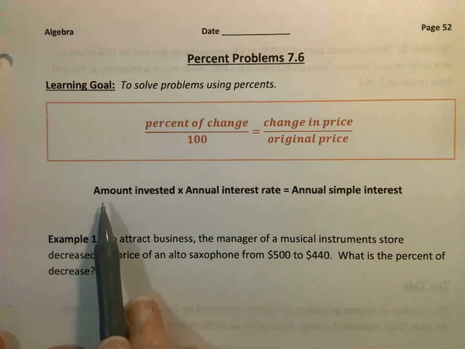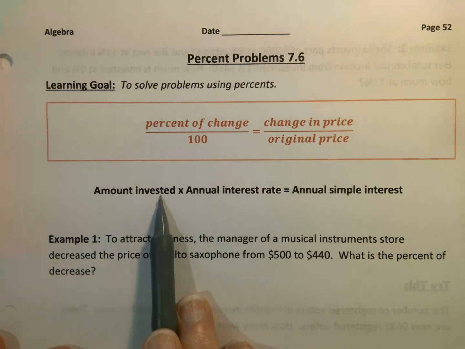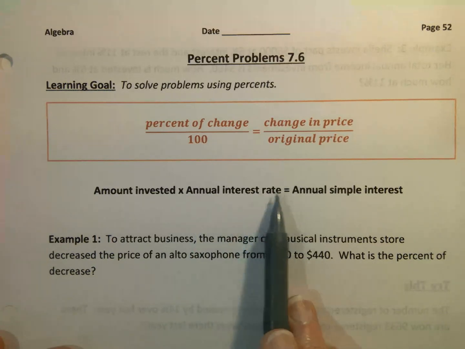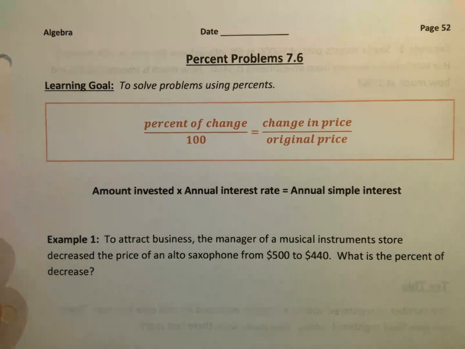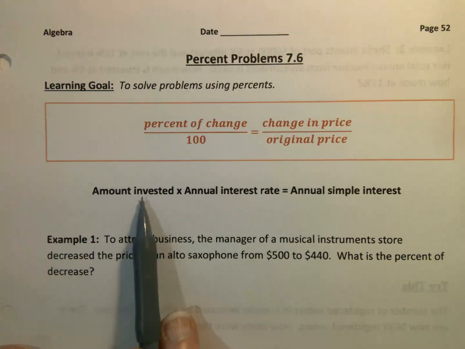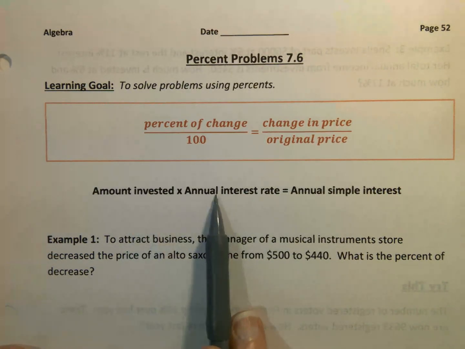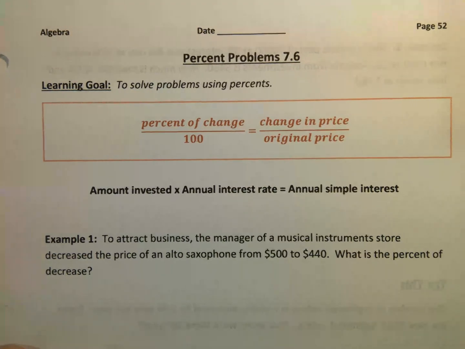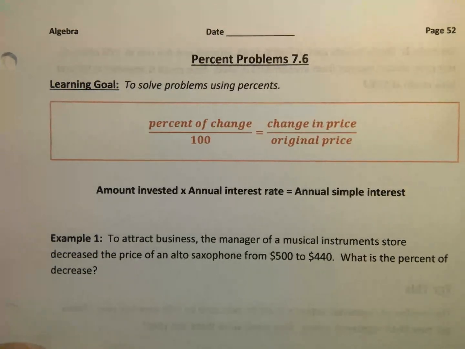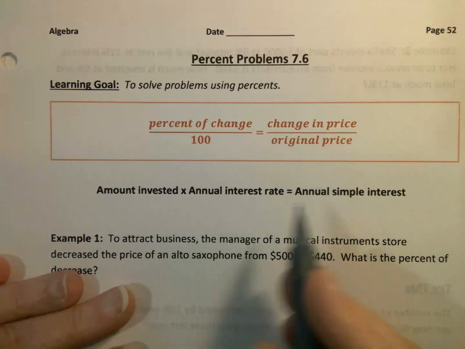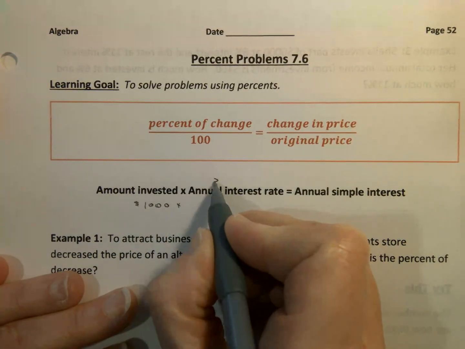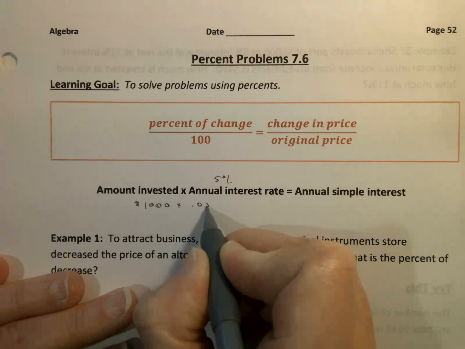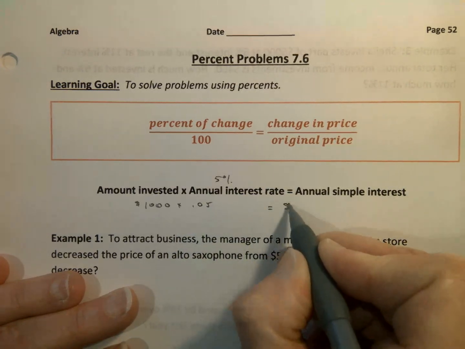Okay, here's another formula. The amount invested times the annual interest rate will give you the annual simple interest. And interest is how much money you're earning. So for example, if I invest $1,000 at 5% interest, it would be 1,000 times 0.05. I'm earning $50. Okay, so if this was $1,000 times, and say this was 5%, so that would be 0.05, it's going to be equal to 50.